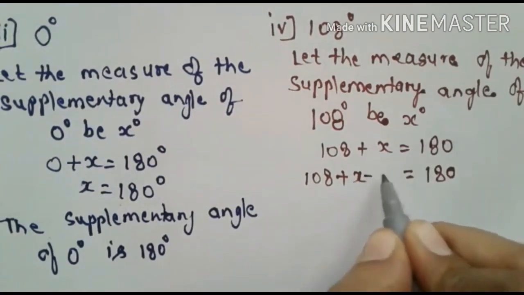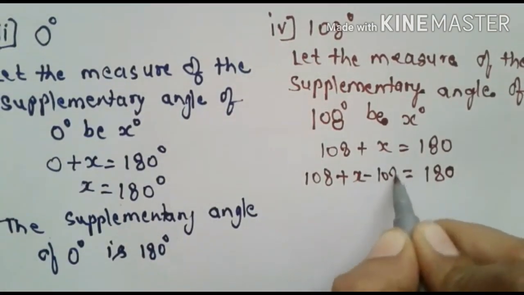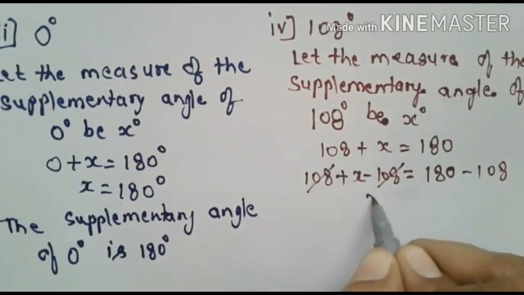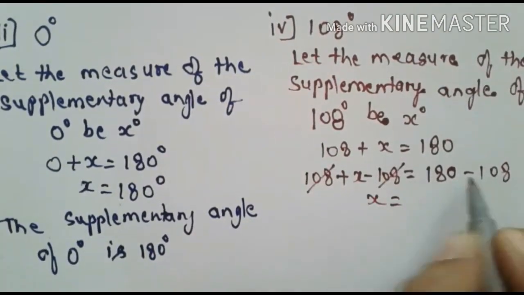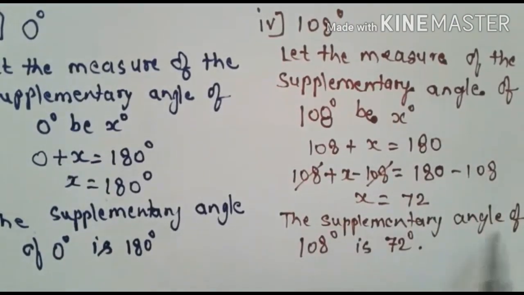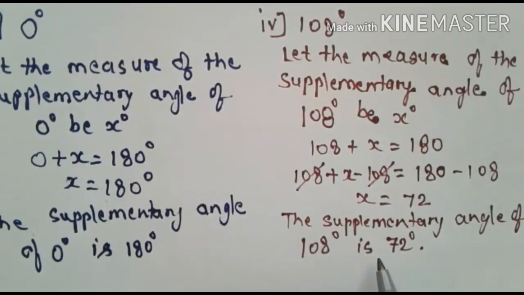Or we can subtract 108 from both the sides. So this will get cancelled. x is equal to, solve this, you will get 72. The supplementary angle of 108 degree is 72 degree. If you add this 108 plus 72, we will get 180 degree. So this is the answer.